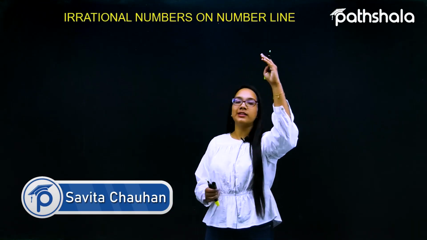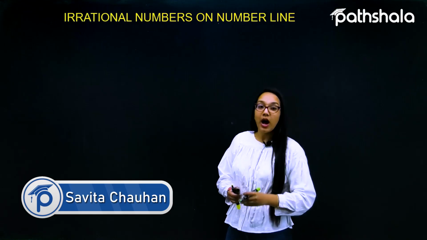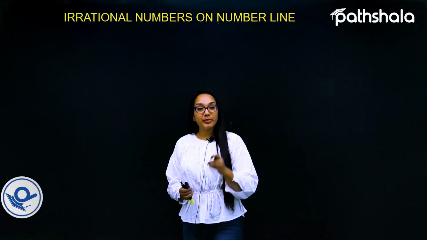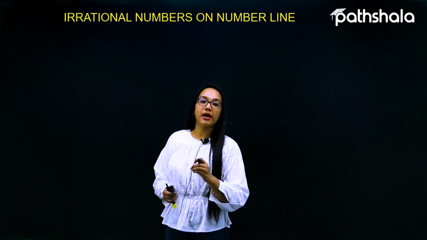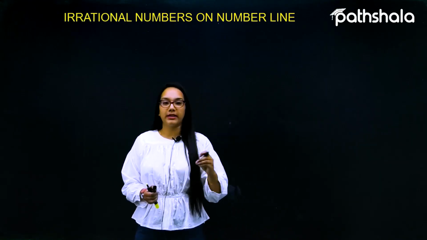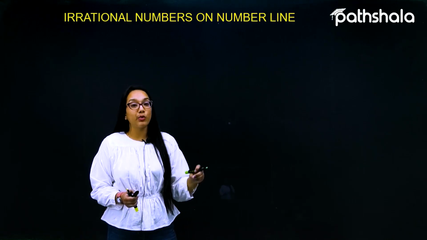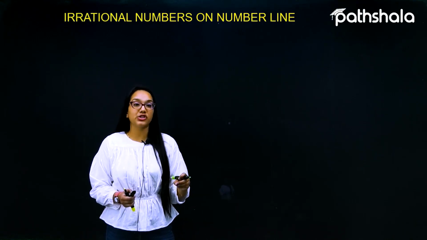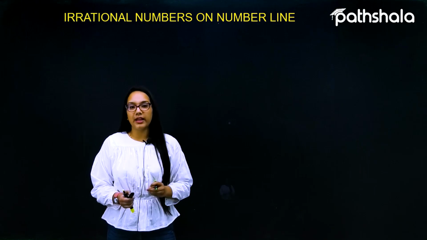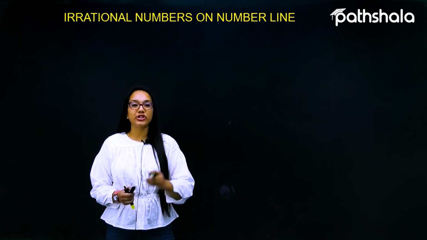Let's just move on further towards representing the irrational numbers on the number line. As we know how we can represent a particular rational number on the real number line, but from now on we will discuss how we can represent the irrational numbers on the number line. So let's start with the very first irrational number.